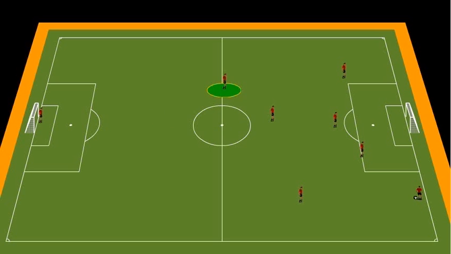Now we've advanced the ball up into the offensive third of the field, and as you can see, the player has the ball here. Our team has moved up as a unit. This is our right fullback, our right back. Here's our center back, and here's our left back. As you can see, we have some depth here. We're not in a straight line.